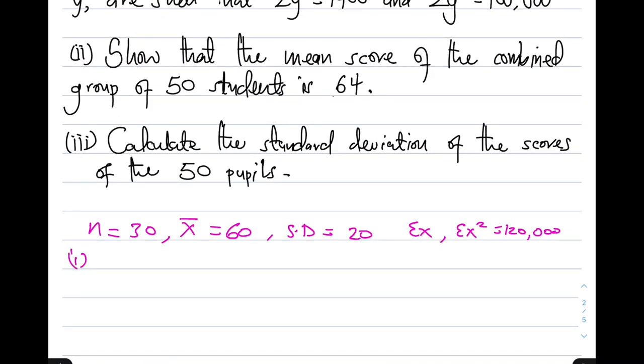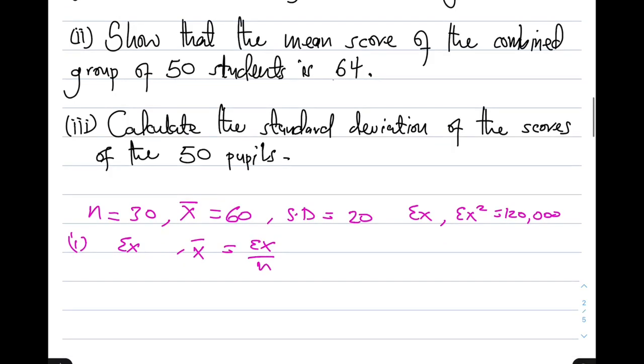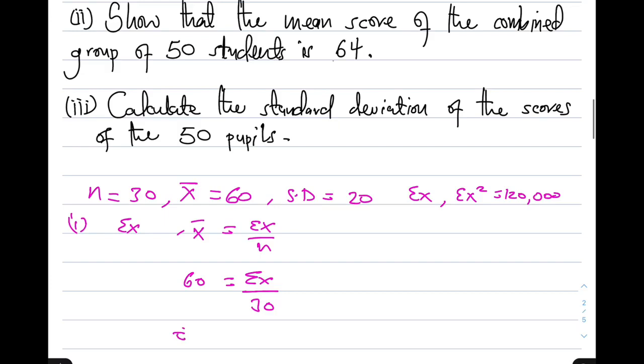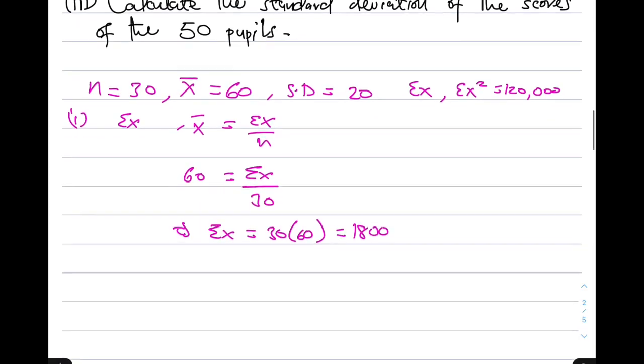So let's start. If we want to look for sigma x, we should remember the mean formula: x bar is sigma x over n. From this formula, we can find sigma x. We know that the mean is 60, so 60 is equal to sigma x over n. N is 30. This means that sigma x is 30 times 60, giving us 1,800. So we have found the first part.